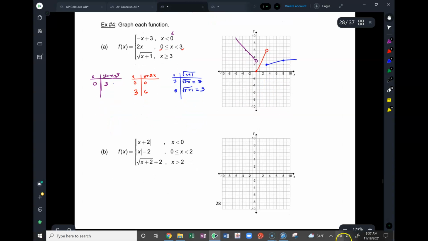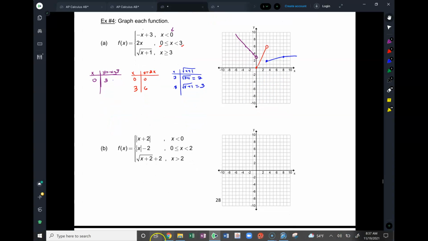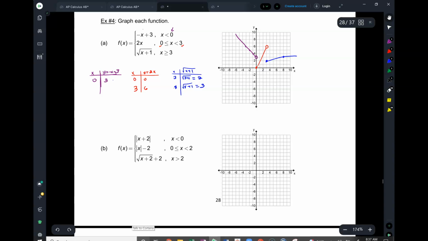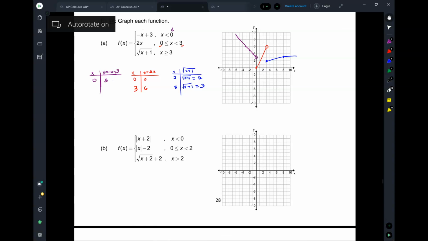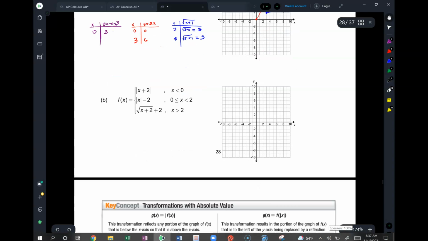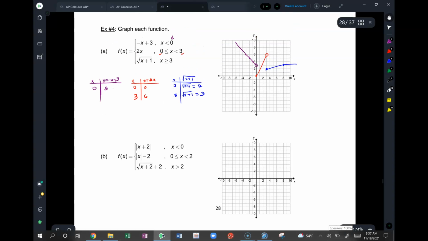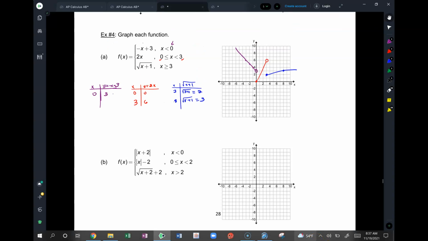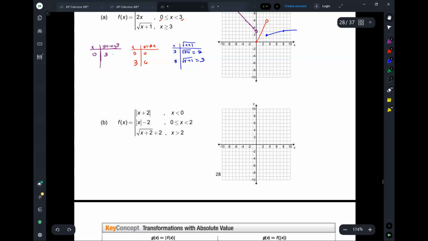I'm gonna start with the second one of these. And before you start graphing a piecewise function, I would look at the functions that you've been given. For example, for part A, I would say, okay, I have a linear function and a square root function. That gives me sort of an idea of how things are going to look. Here I've got an absolute value function, and then a square root function, okay?